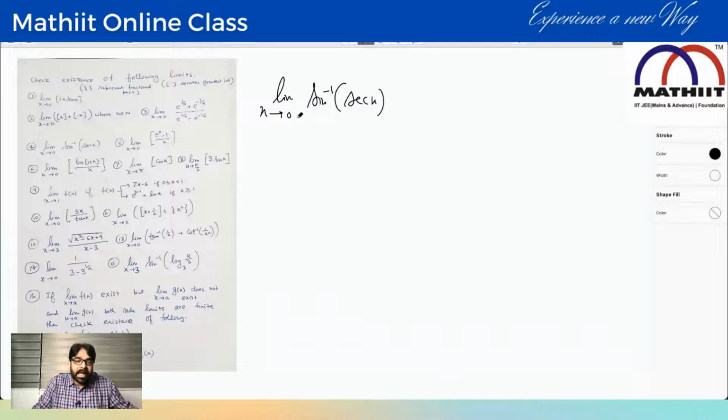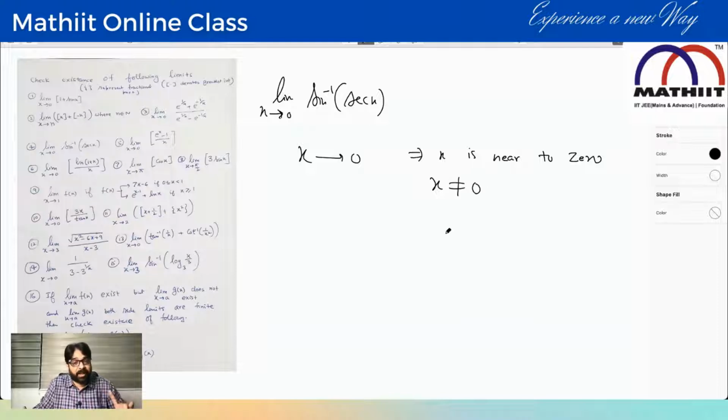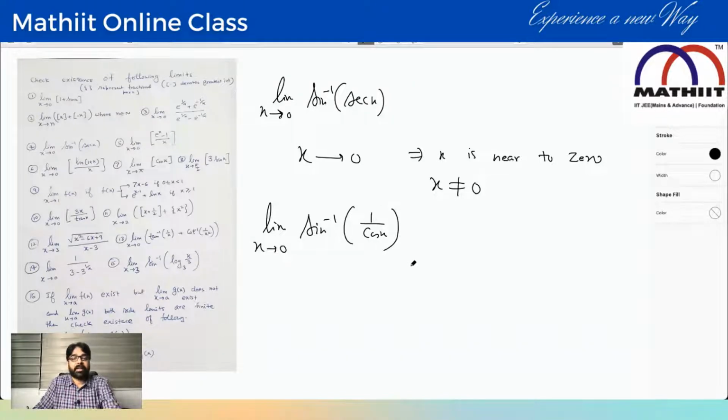Why so? x is near to 0. This is what you have to keep in mind: it means x is not 0. First thing: we are very comfortable with sine, cos, tan, but we are not very comfortable with secant. So we can write this question this way, 1 by cos x. Yes or no?